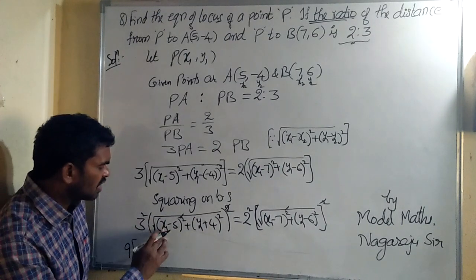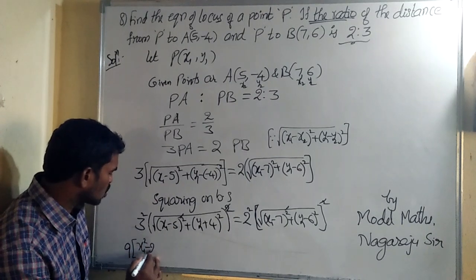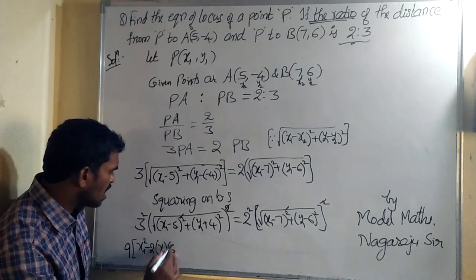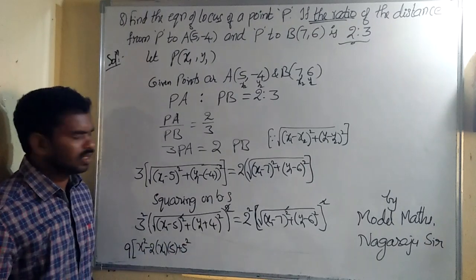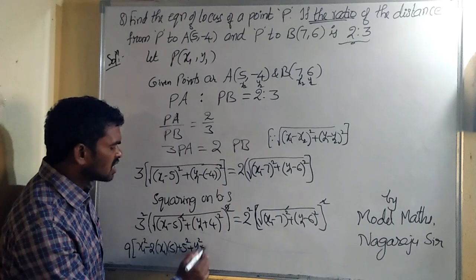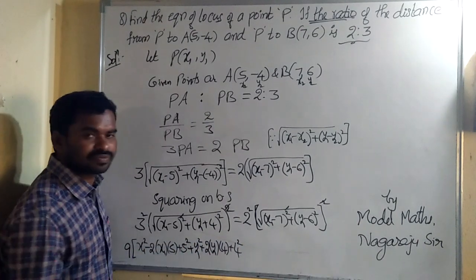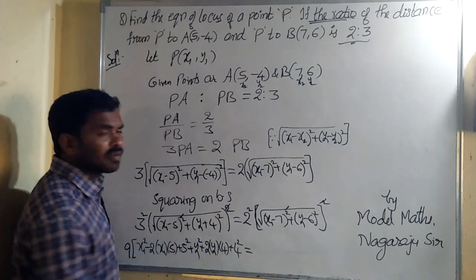Now just simplify. It is in the form of a minus b whole square, so we can write a square minus 2ab plus b square. Very good. Now this is the form of a plus b whole square, so we can write a square plus 2ab plus b square. That's it. And 2 square means what?